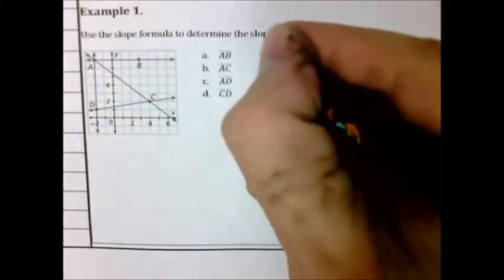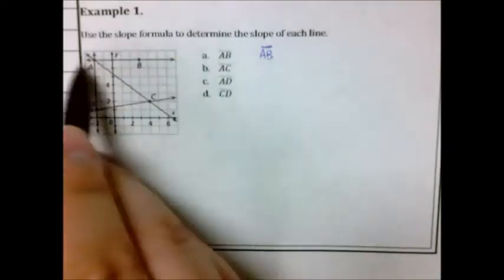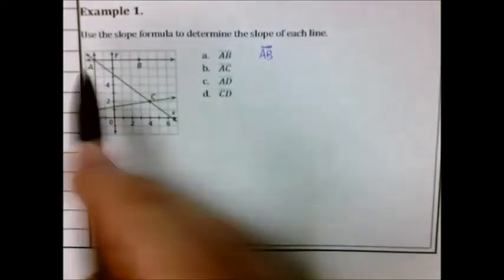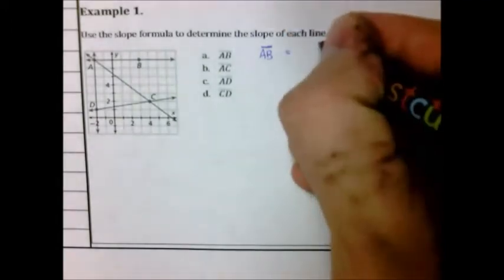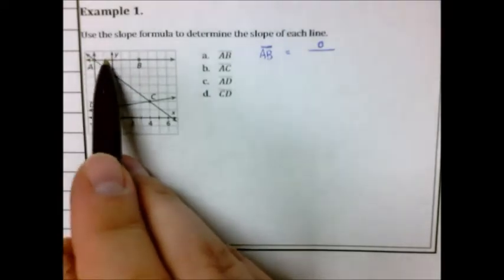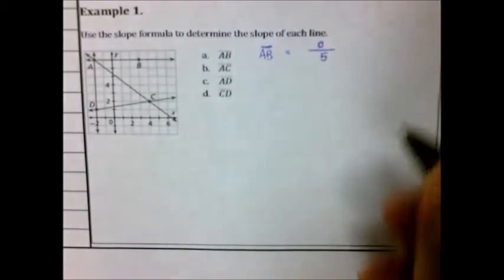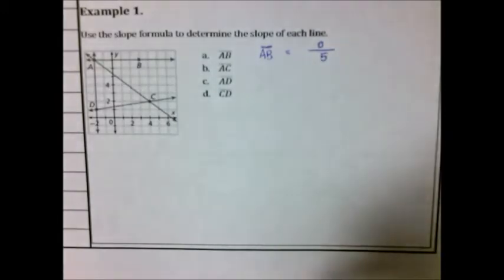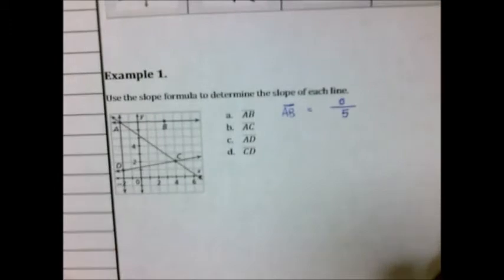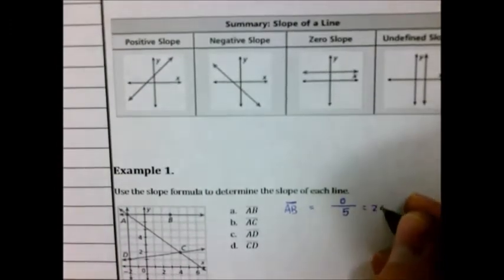Okay, so if we have the slope of the line AB, that's this line right here, we can tell that it isn't going up at all, so our rise would be 0. And our run would be 1, 2, 3, 4, and 5. But here's what we know about that fraction: 0 divided by 5, or 0 divided by anything, is just 0. And if we look back up at our summary of slopes, that would be called a zero slope. This is a zero slope.